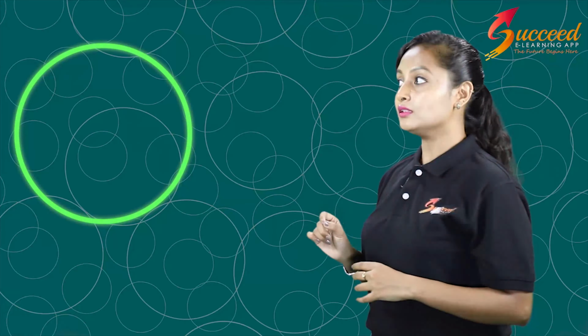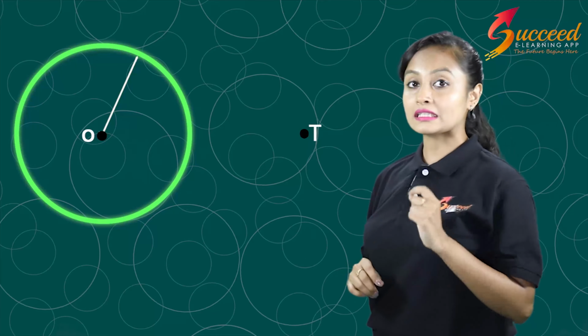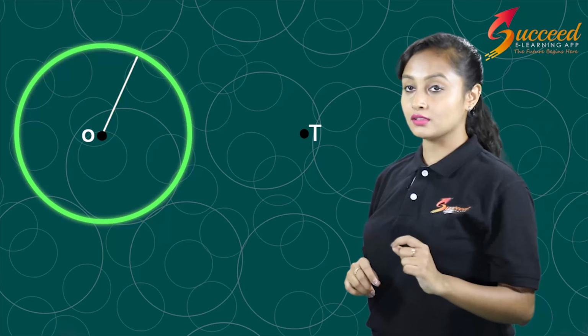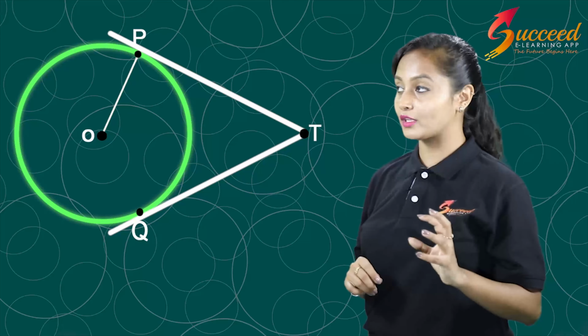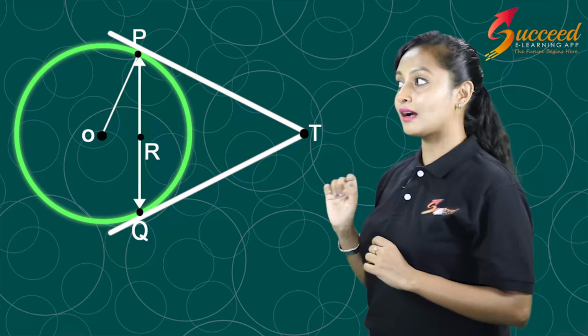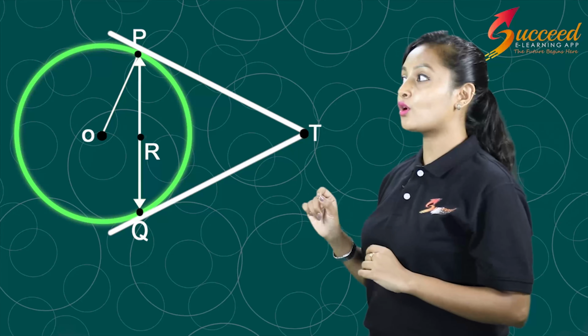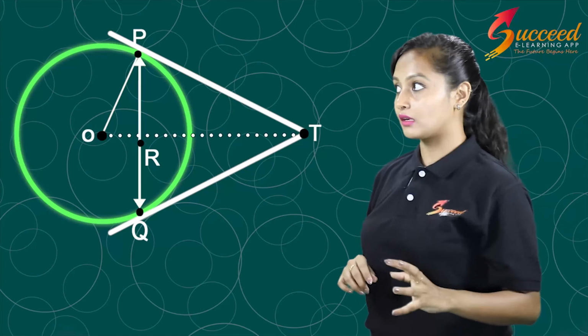Consider a circle with a center O. Draw a point T which is external to the circle and draw two tangents TP and TQ from this point. Now join PQ. Also join OT. Let it intersect PQ at a point R.